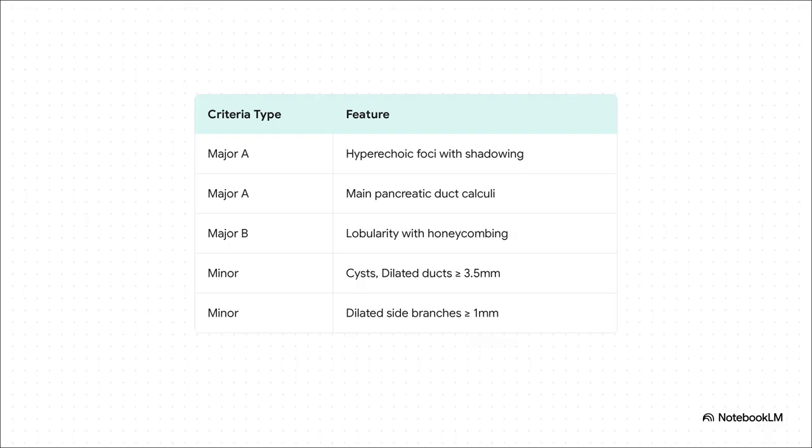This is the Rosemont classification, which is basically a scorecard for diagnosing chronic pancreatitis. You're looking for a specific combination of features. So, for instance, if you see one major A feature, like actual stones in the pancreas, plus at least 3 of those minor features, that's enough to be consistent with the diagnosis. It's this system that lets us be much more precise and catch the disease earlier.